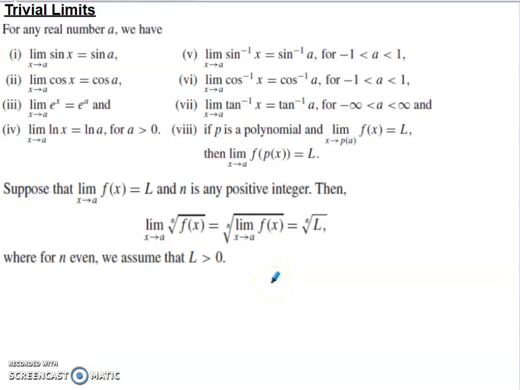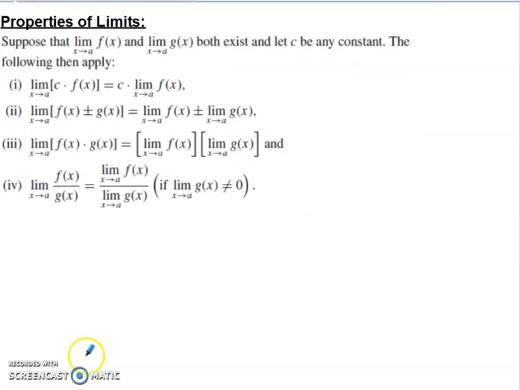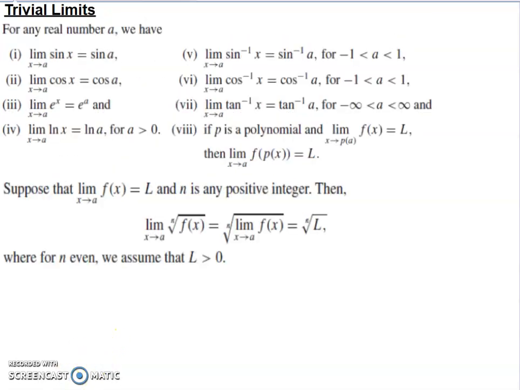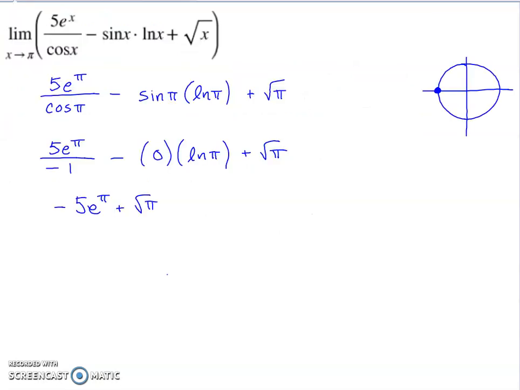Now, all these properties might seem overwhelming, right? We looked at these ones here, and then we looked at a bunch of these trivial limits. What's the significance of this? How do I use this to my advantage when I'm evaluating limits? Got a limit here, kind of a crazy function within the limit. So 5 e to the x divided by cosine of x, minus sine of x times natural log of x, plus square root of x. So we've got a lot of the things happening that we've discussed over the last couple of screens. How do we use these properties and these trivial limits to our advantage?